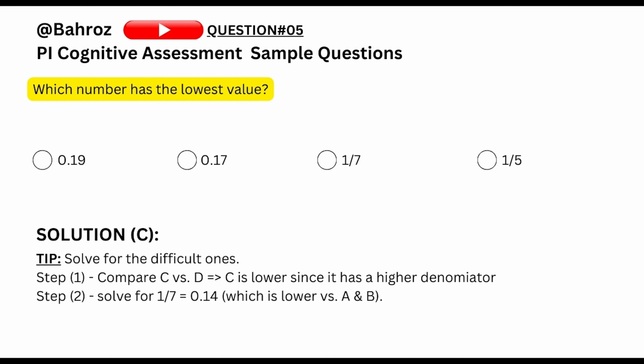Next one is, which number has the lowest value? Here the tip is to solve the difficult ones first, which is 1 by 7 and 1 by 5. If we can bring that into decimal, then we can compare all the numbers.